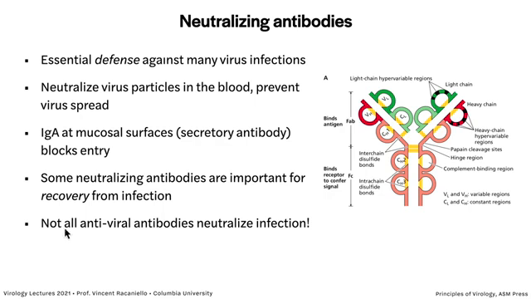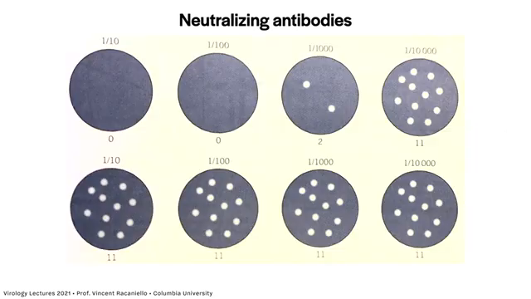I want you to understand that not all antibodies that we make will neutralize virus infection. Many of them just bind to the virus particle because it's an antigen, and you make antibodies against all the epitopes, and not all the epitopes can block infection. Why not? Because they're not in the right place. Yet we make those antibodies anyway. Neutralizing antibodies are obviously important, and here's an assay for neutralizing antibodies.